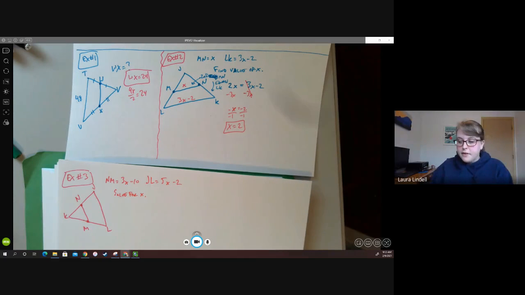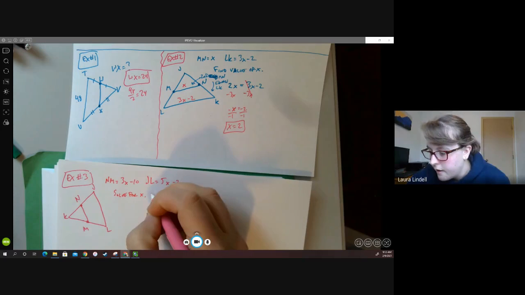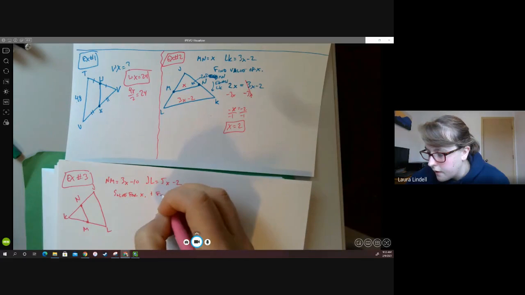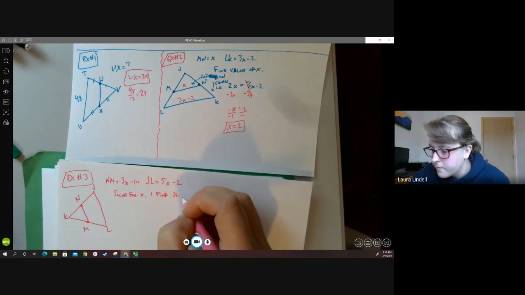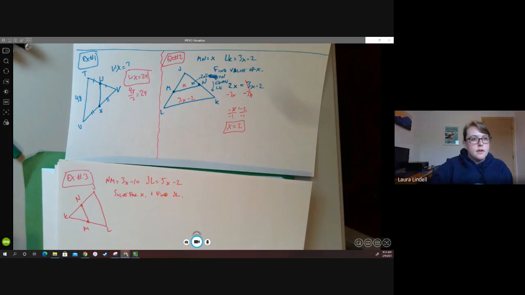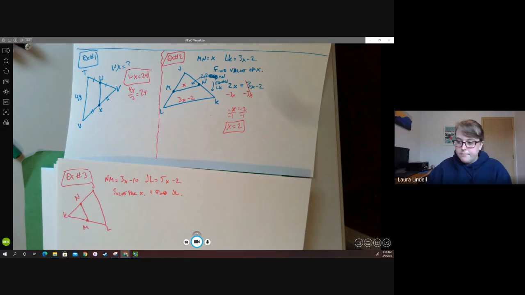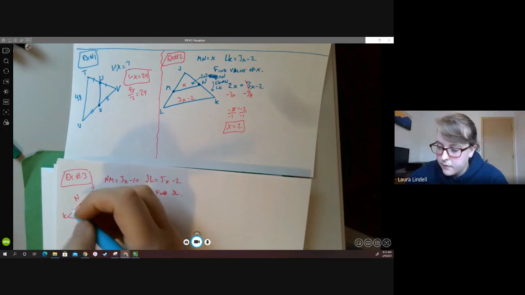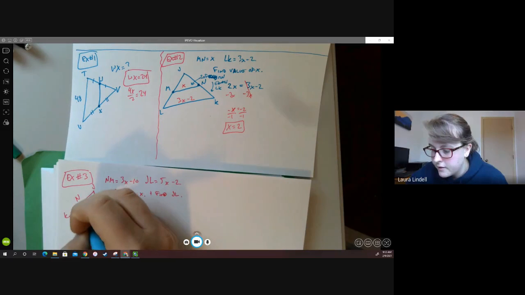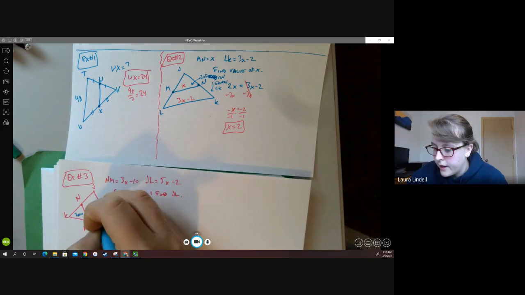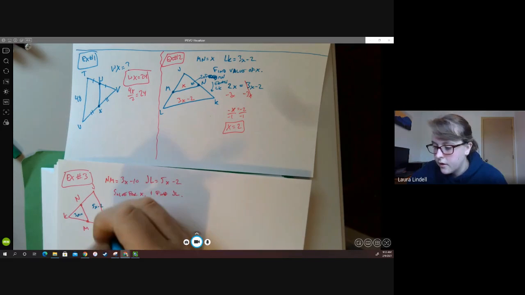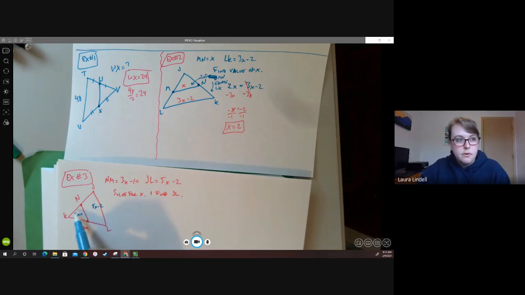Occasionally you'll be asked to find the side length as well, so we'll also say, and find JL, that length. Okay, so for this one, we're going to take a similar approach. I would go ahead and label things first. 3x minus 10 is the shorter side here. And then 5x minus 2 is the longer side. So this is the one that I'm going to multiply by 2.